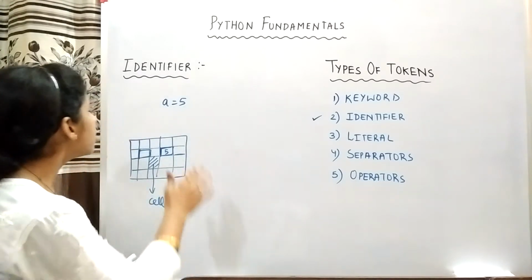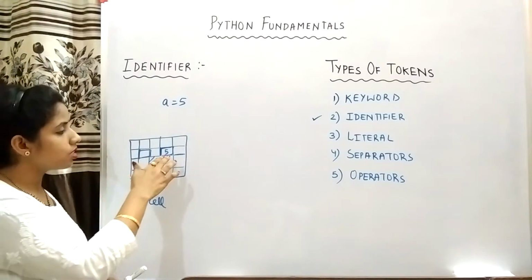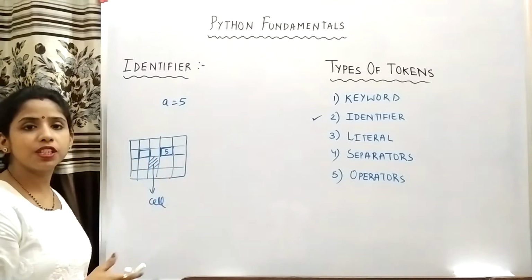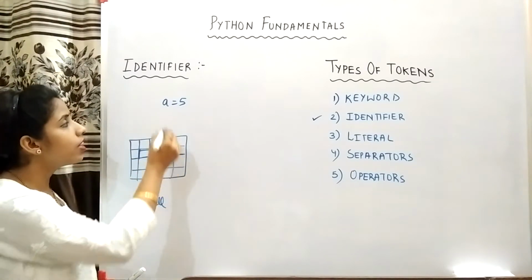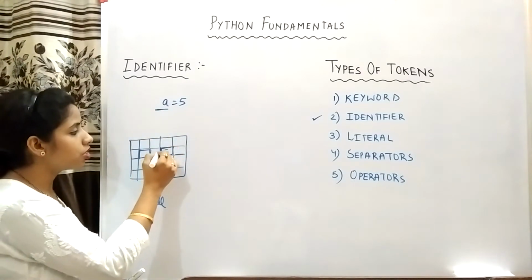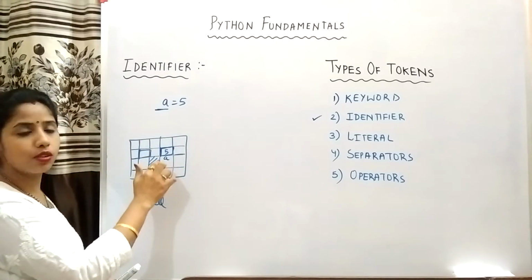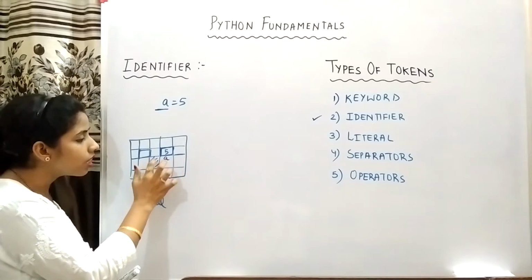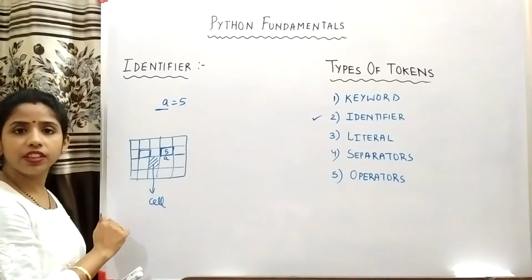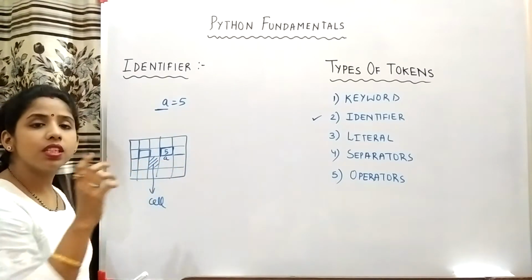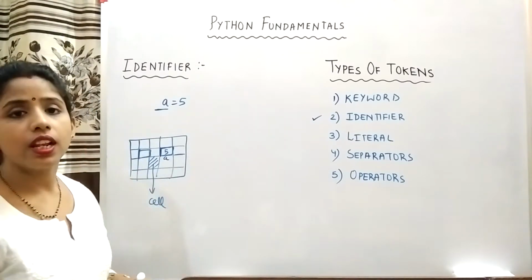In the same way, suppose you get this space from RAM which was free, and you store 5 in it, and the name of this location will be A. Okay, so this is the name of this location. So what is the advantage of giving this name? This name is easy for you to refer to this cell.